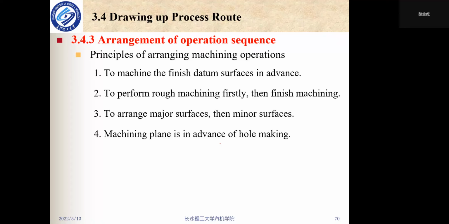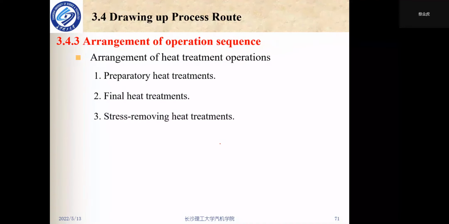Second, perform rough machining first and then finish machining. Third, arrange the major surface and then the minor surface. And the last one, the machining plan is in advance of home making. So this point is not important, so we will not go further on this point.